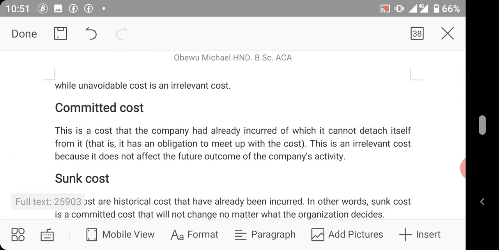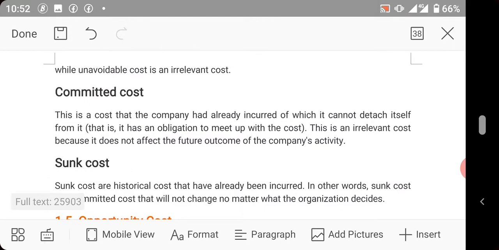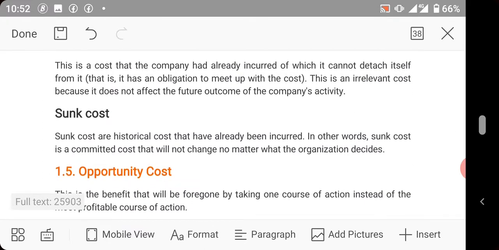So we move down to committed cost. Committed costs are costs that arose as a result of obligation. So whether you take a decision today or not, you must meet your obligation. So obligated costs are committed costs, and committed costs are sunk costs. So the cost of constructing a canal is actually a committed cost and it is not a relevant cost. Sunk costs are historical costs that have already been incurred. In other words, sunk cost is a committed cost that will not change no matter what the organization decides.